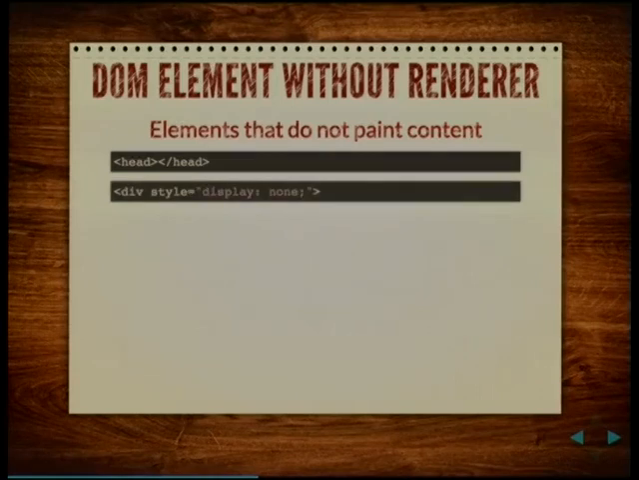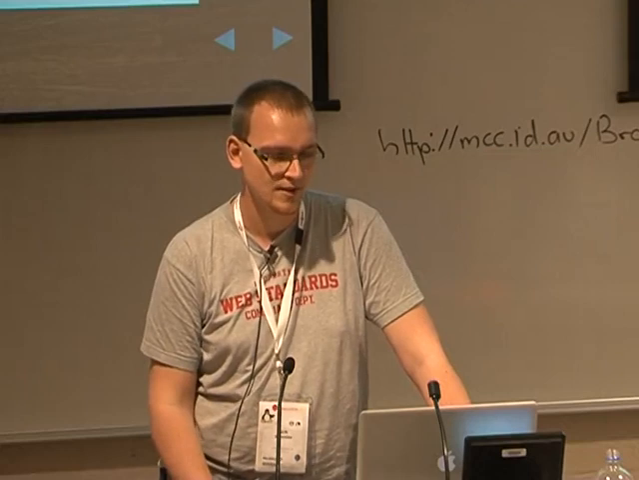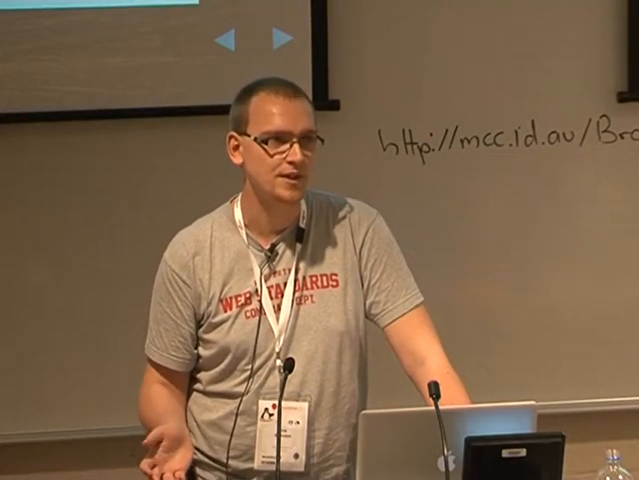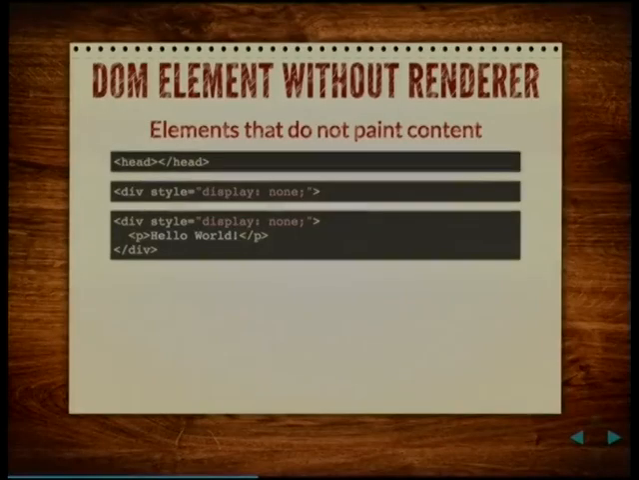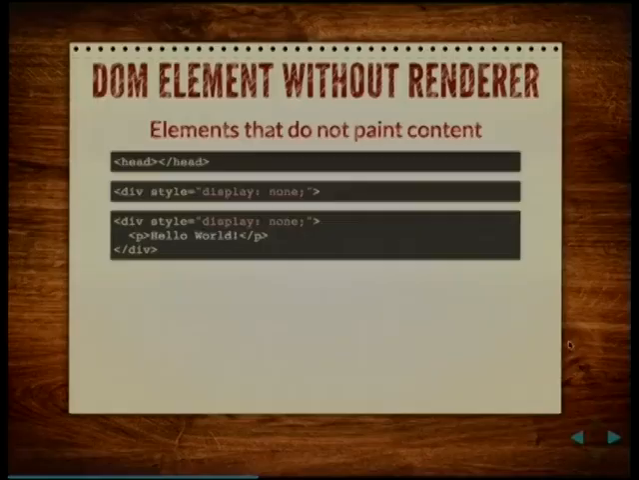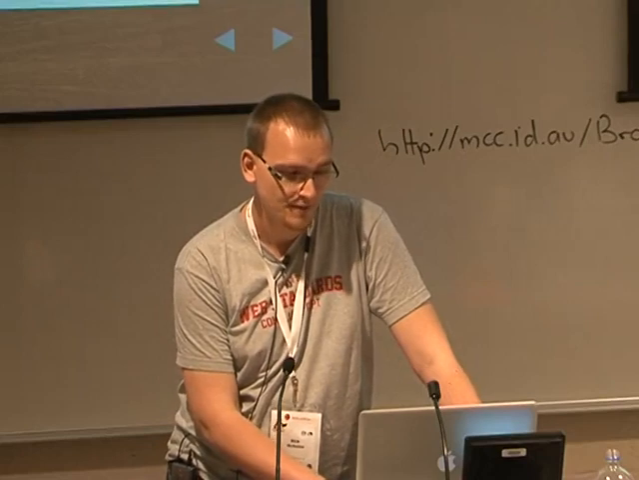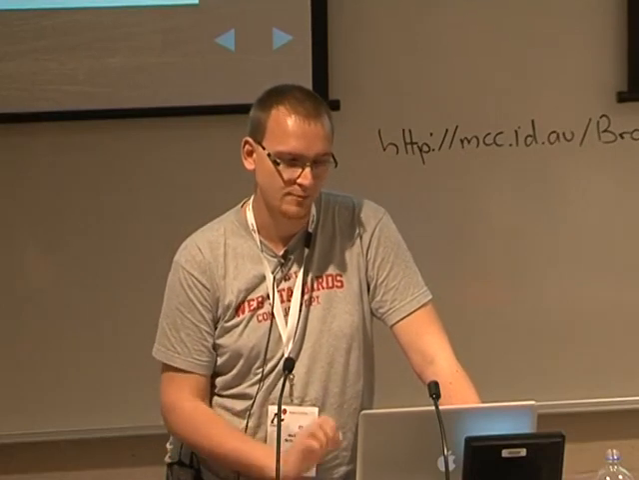Another case is, for instance, if you have special styling. One of these is display none. Display none actually disables the rendering, it disables the drawing on the screen. When we disable drawing on the screen, we also don't create a renderer because we don't display it. This actually affects all children elements as well. In this example, we have a div box, I hope you can see my mouse here. This div box consists of a P element, a paragraph element with hello world in it. Because the div element itself has the style display none, the P element also does not get displayed. Therefore, we don't create a renderer for the paragraph element either.